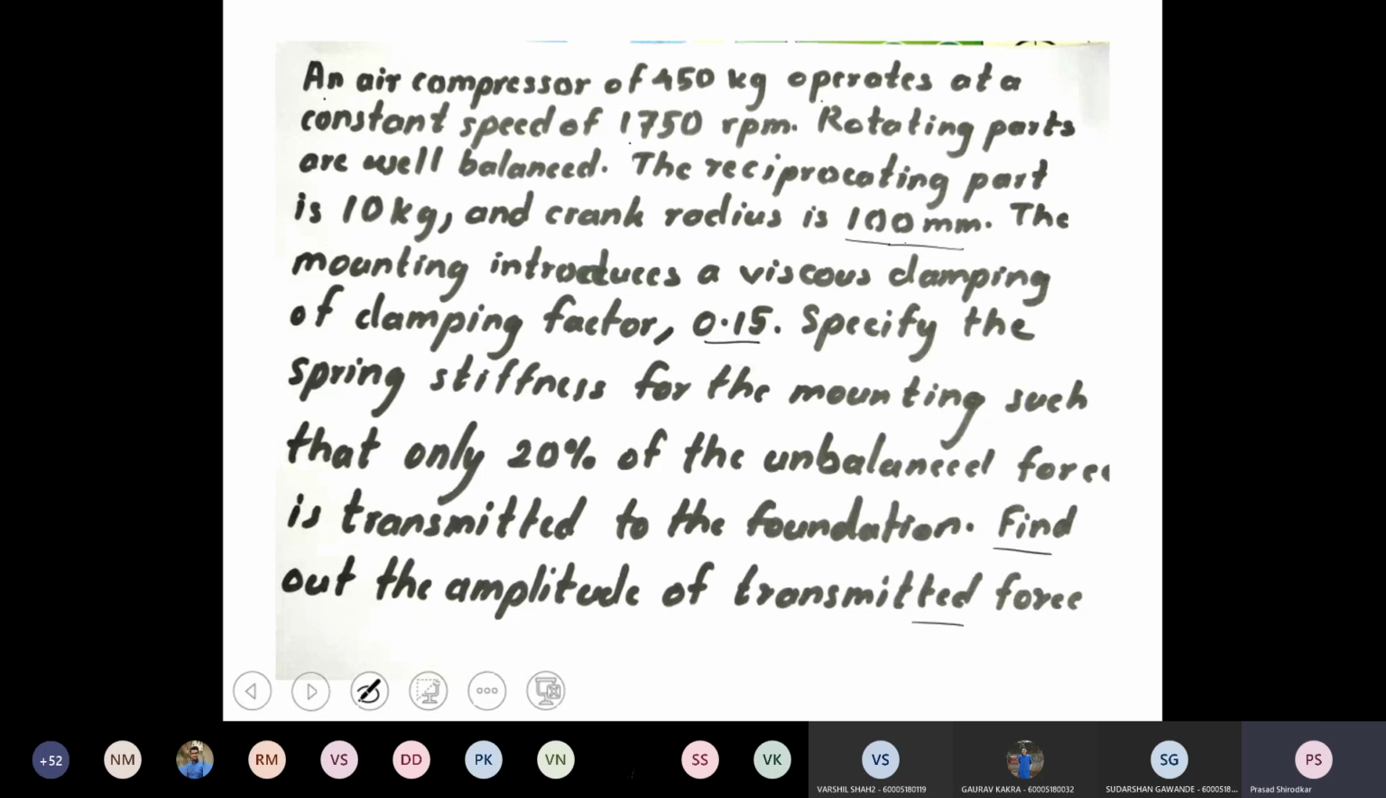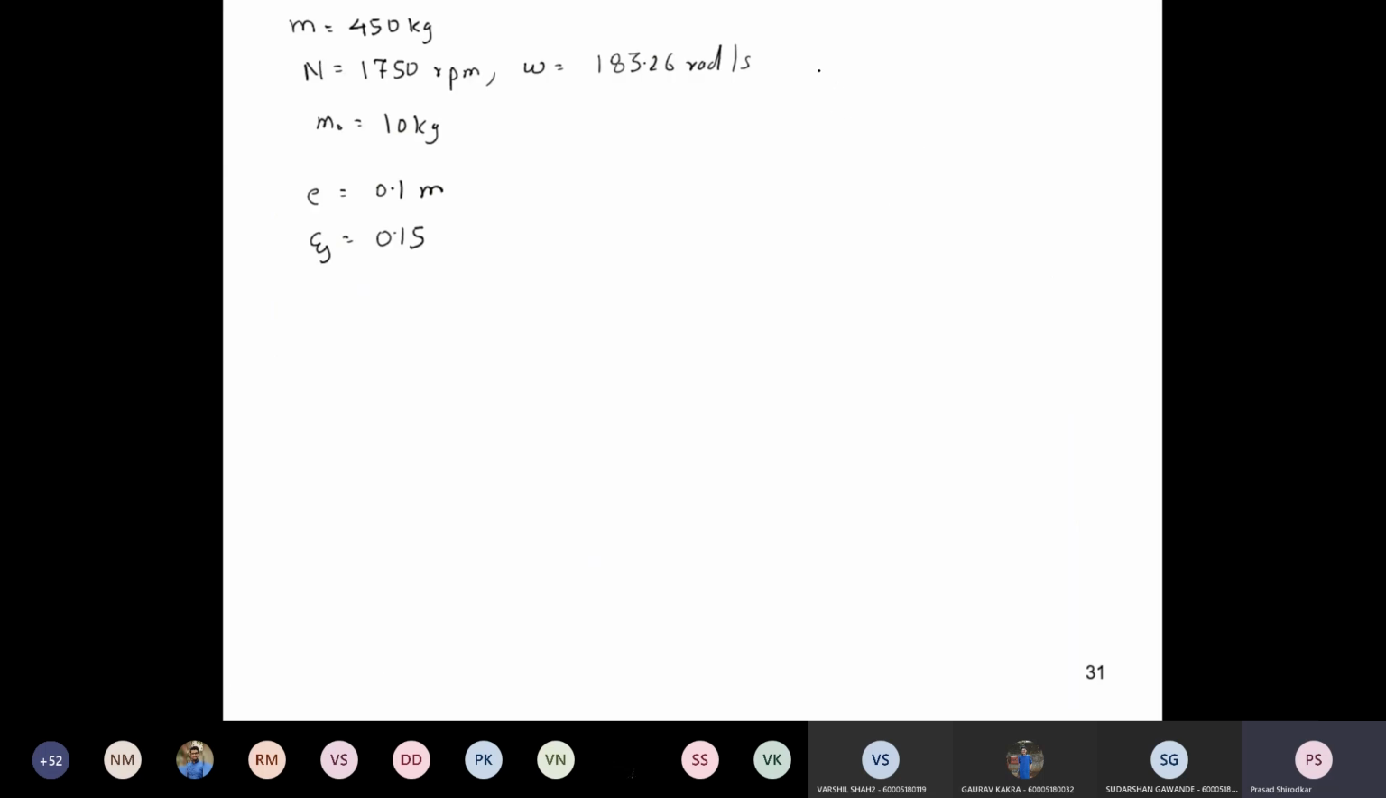Now, from the data given in the question, you have to read the data carefully. It says that rotating parts are all well balanced, so they are saying that there is no rotating unbalance. Only unbalanced force will be due to the reciprocating part, because it doesn't say that the reciprocating force is balanced. So this is a case for reciprocating unbalance. So this is the data, and you are required to calculate the stiffness.